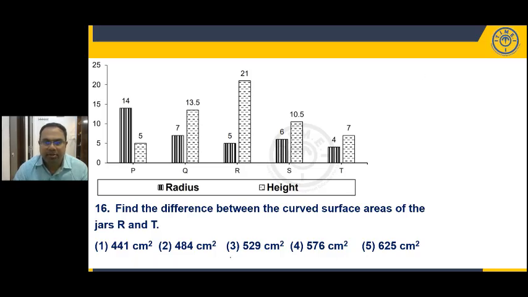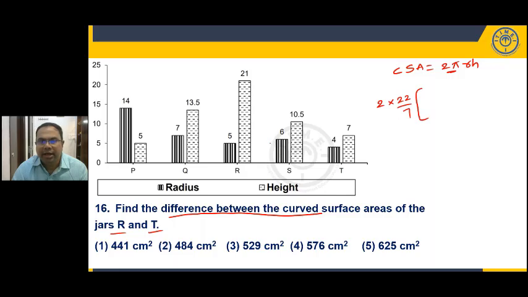Okay. What's the question? Difference between curved surface areas of R and T. What's the formula for finding out curved surface area? 2 pi r h. So anyways, 2 pi is common now. So 2 into pi, I'm taking common, 22/7. I want the difference between R and T. How much is R? R into H number, curved surface area. 2 pi I'm taking common. 5 into 21, 105. Minus T, 4 into 7, 28.